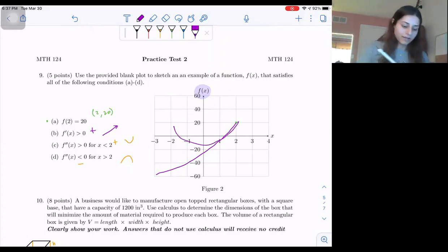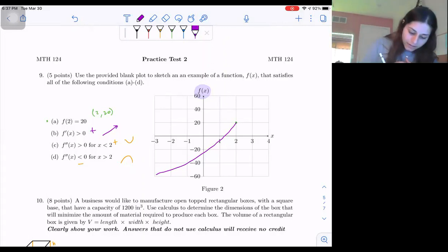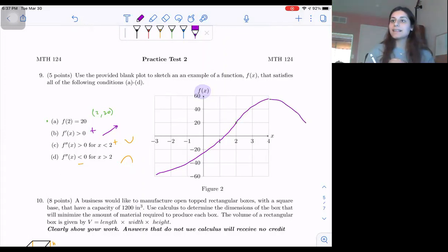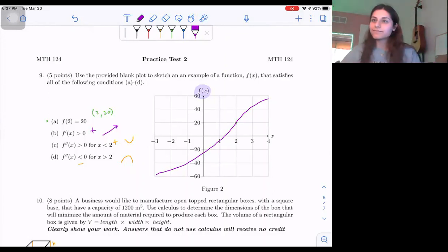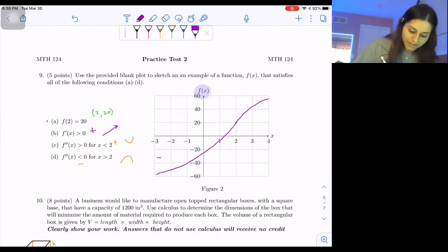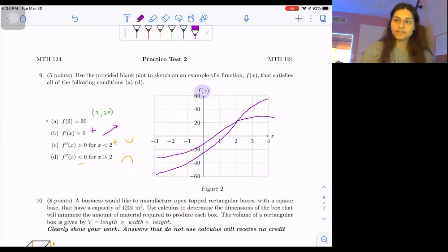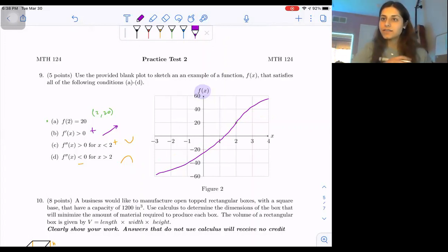So we don't want to include this piece, which is why I started it here, and that's why I didn't do this, okay? And then for the second derivative, it's concave down past 2. So it's going to look kind of like this. Again, we're not going to include this piece. That's decreasing, and we're always increasing. All right. So as long as your graph looks somewhat like that, you're cool. If it looks like this, you're still good, okay? Just has to hit that point and look somewhat like that.